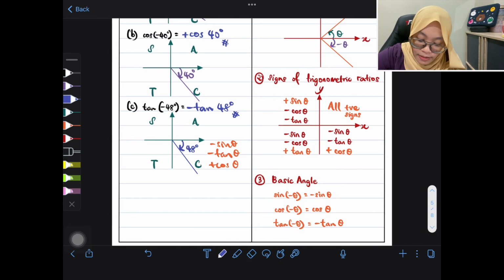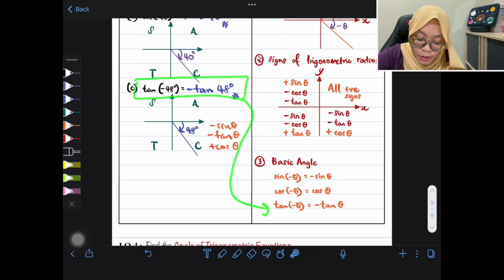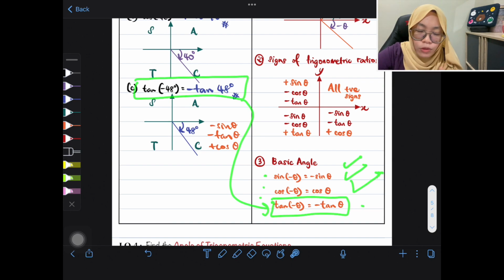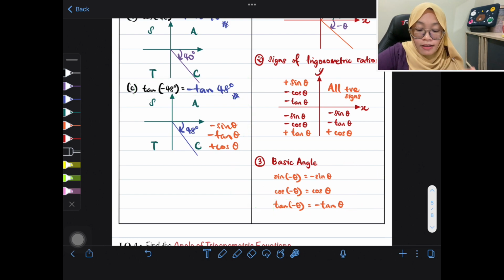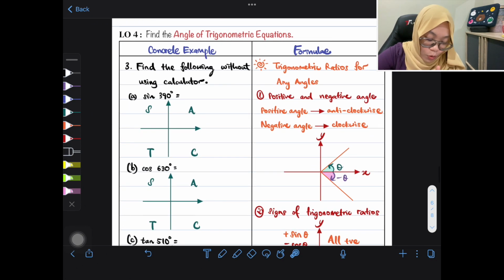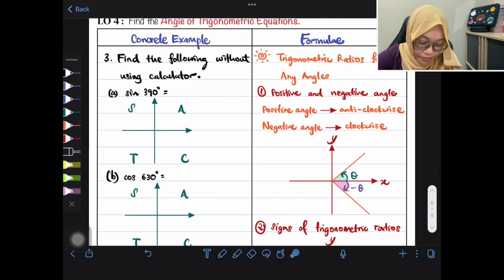Isn't it the same as the formula of basic angle? Yeah, it is just totally the same, and it is just totally proven to you that all three basic angles are totally correct by using the sine trigonometric ratios. Okay, last one, question number 3 from me. Find the following without using calculator.